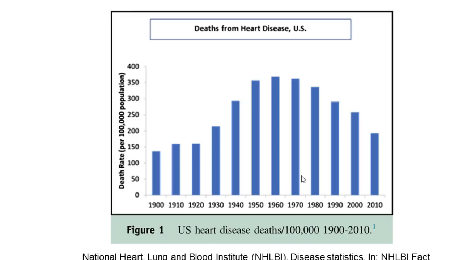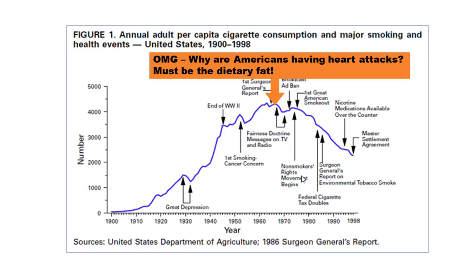Deaths from heart disease really go up from about 100, less than 150, to almost 400. So a huge epidemic in heart disease, and everybody's scratching their heads and saying, why are we getting so much heart disease in the 50s and 60s? President Eisenhower had a heart attack. It was a huge, huge problem.